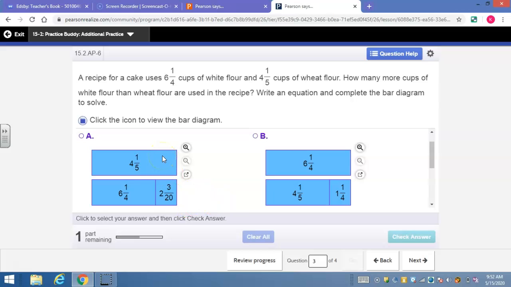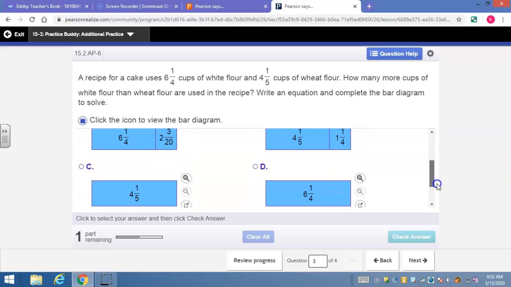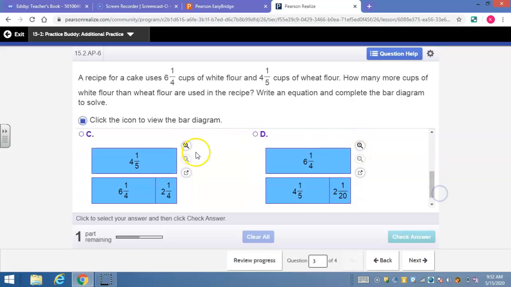But if you look at it, it's saying that 4 1/5 is actually, do you see how this is showing it bigger than 6 1/4? Well, let's look at B. This one is showing that 6 1/4 is bigger than 4 1/5, and that the difference would be 1 1/4. Let's look at the next answer choice. For C, 4 1/5, 6 1/4, and then 2 1/4.